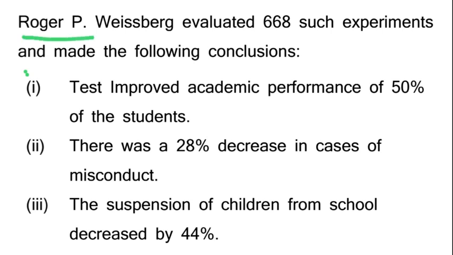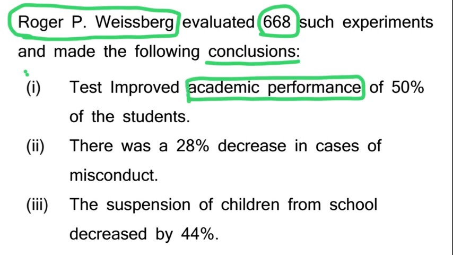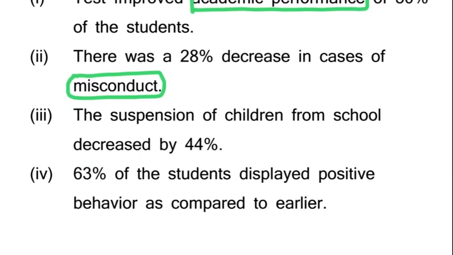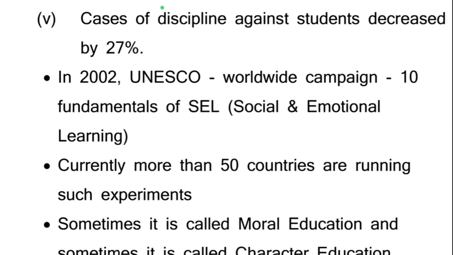Roger P. Weissberg evaluated 668 such experiments and made the following conclusions. Number 1. Tests showed improved academic performance of 50% of the students. Number 2. There was a 28% decrease in cases of misconduct. Number 3. The suspension of children from school decreased by 44%. And fourth, 63% of the students displayed positive behavior as compared to earlier. And the last conclusion was that cases of discipline against students decreased by 27%.